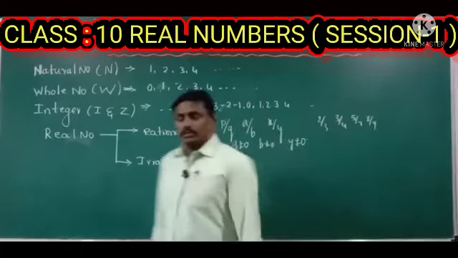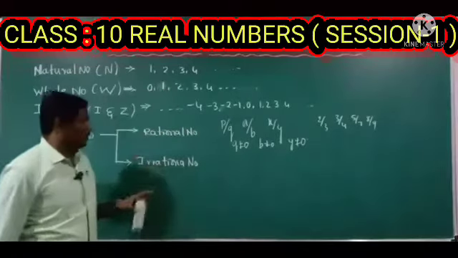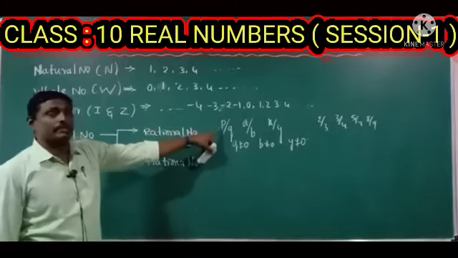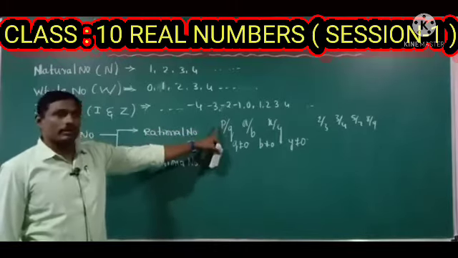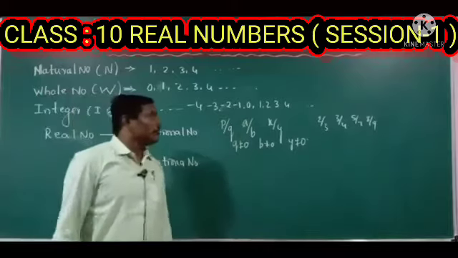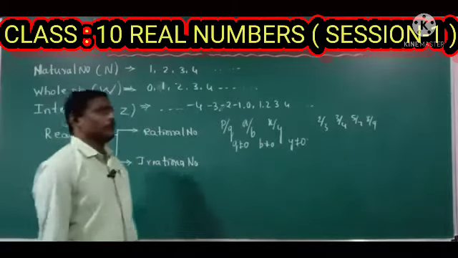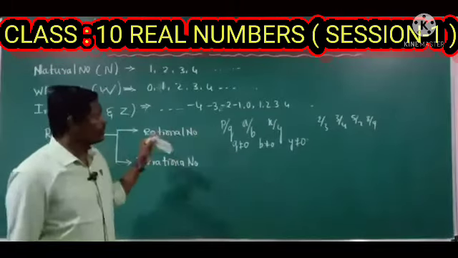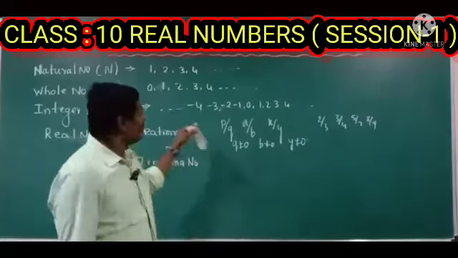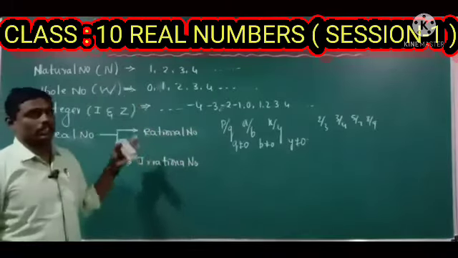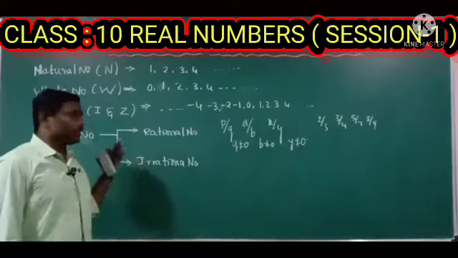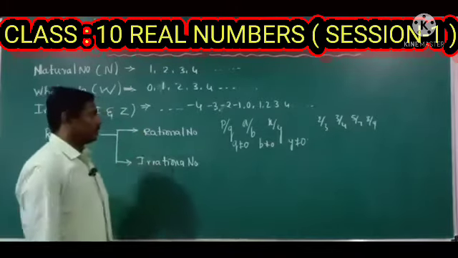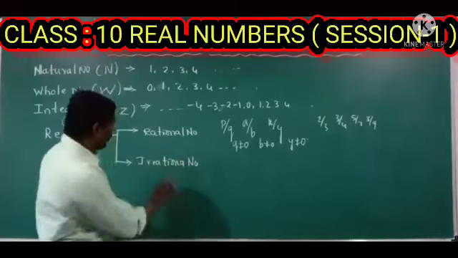Next one, irrational numbers. So how can you define rational numbers? The numbers which can be expressed in the form of p by q, in which q is not equal to 0. We will discuss briefly in this session about rational numbers and irrational numbers. This is our main concept, rational numbers and irrational numbers.